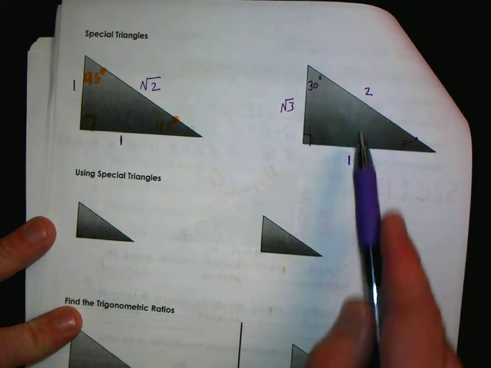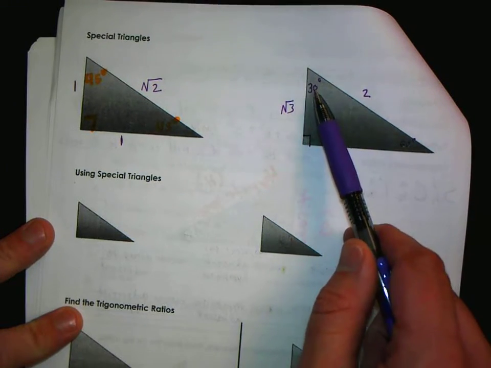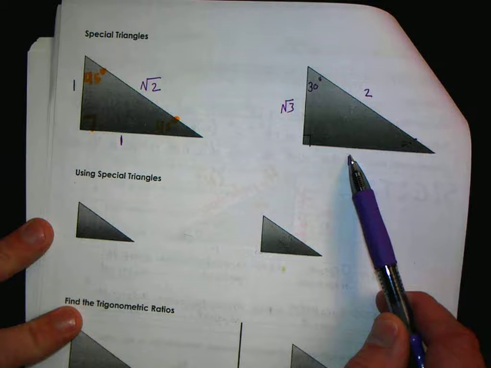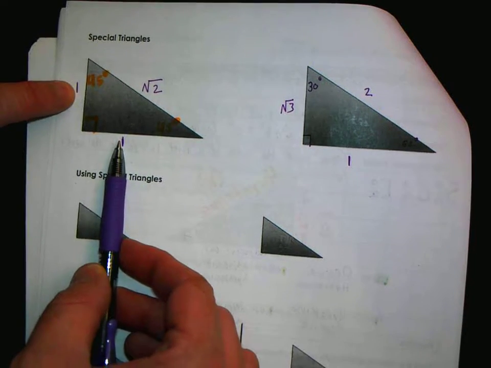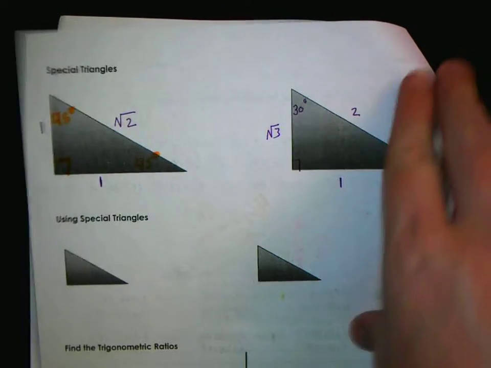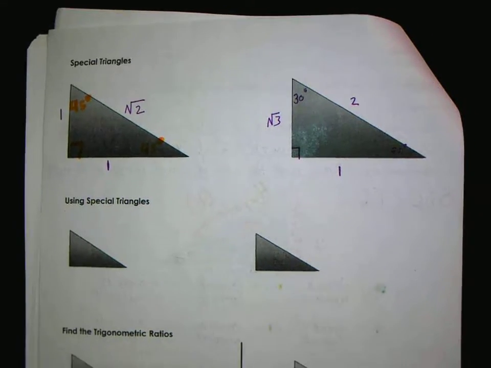So if this is 6, then that's 12. So the one that's across from 30 is always half the hypotenuse. Whereas in a 45, 45, 90, the only one I really have memorized is that the legs are the same. So we may practice that. We may not. But let's go through all the special right triangles.